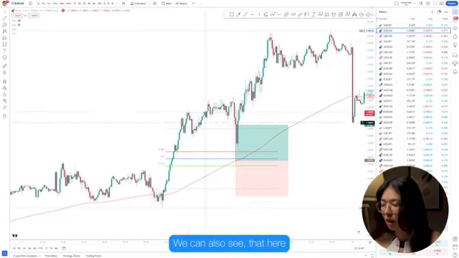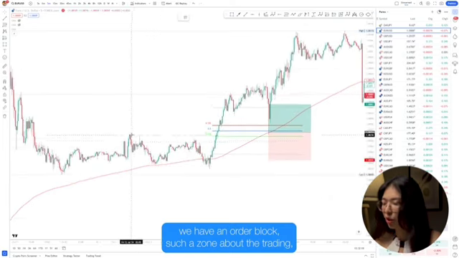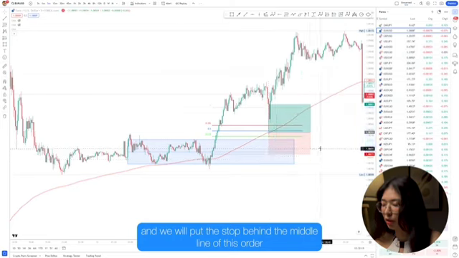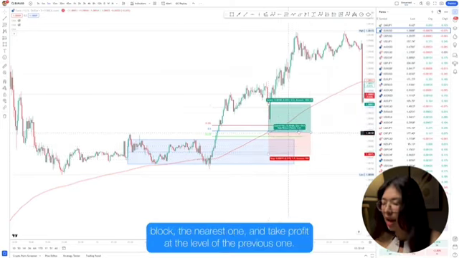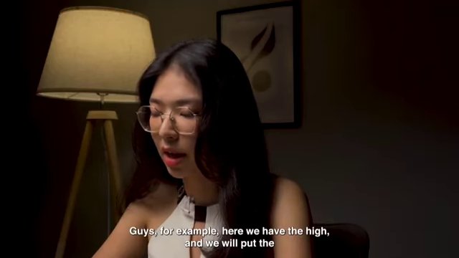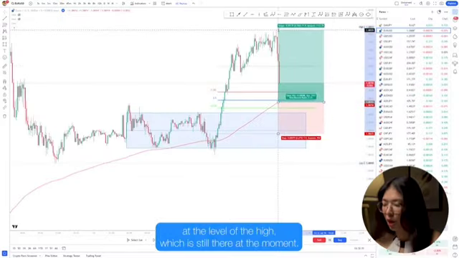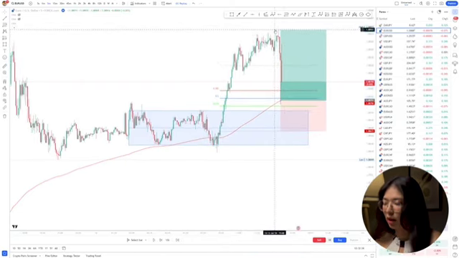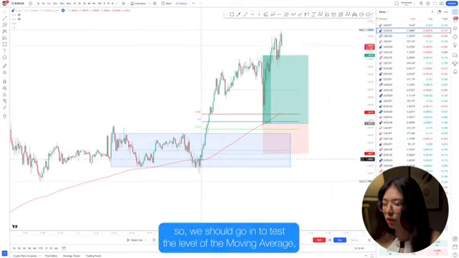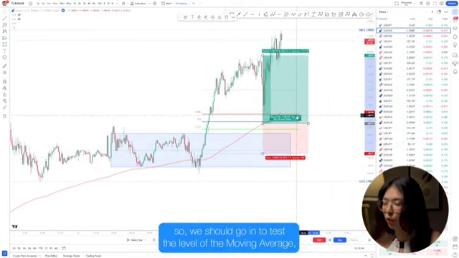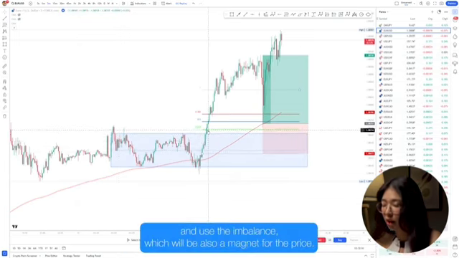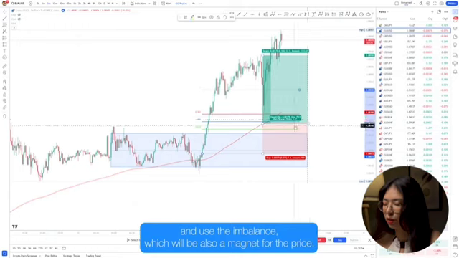We can also see that here we have an order block, such a zone above the trade, and we will put the stop behind the middle line of this nearest order block and take profit at the level of the previous high. For example, here we have the high, and we will put take profit at the level of the high, which is still there at the moment. Here we will have such a workout, so we should go in to test the level of the moving average, and we can also use the blocks as confirmation and use the imbalance, which will also be a magnet for the price.